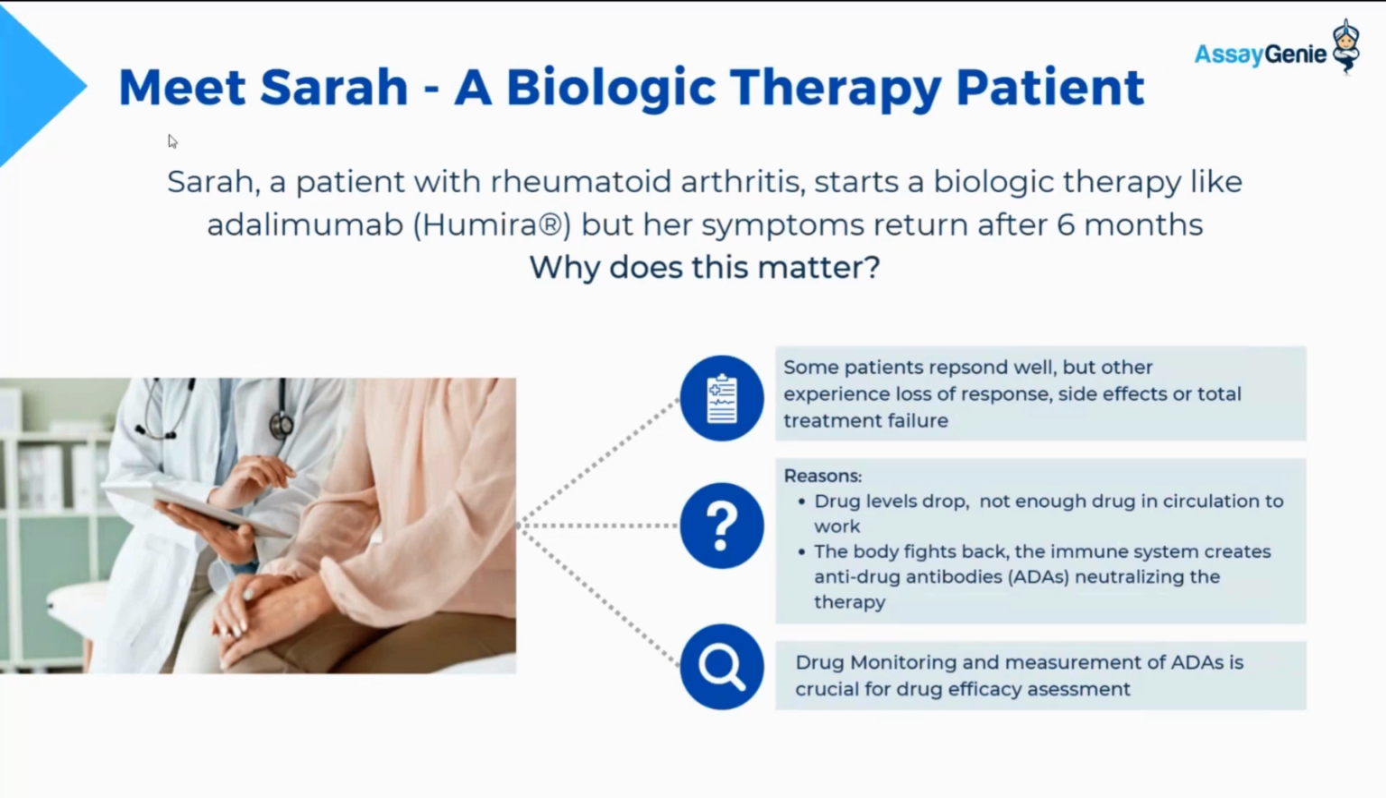Well, this matters because some patients respond well, but others experience loss of response to the drug, and side effects or total treatment failure is common. Reasons include that drug levels drop and there is not enough drug in circulation in the body to work. Another reason is that the body fights back and the immune system creates anti-drug antibodies that neutralize the therapy. This shows that it's very critical to monitor the drug and measure ADAs, which is very important for drug efficacy assessment.